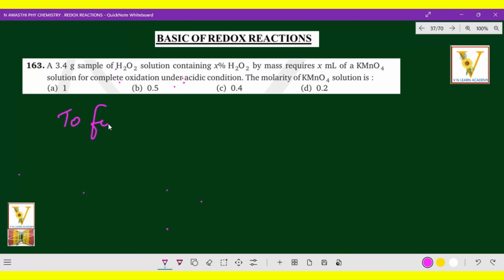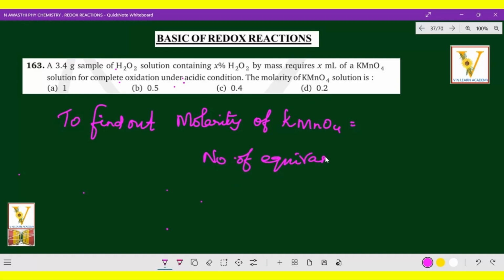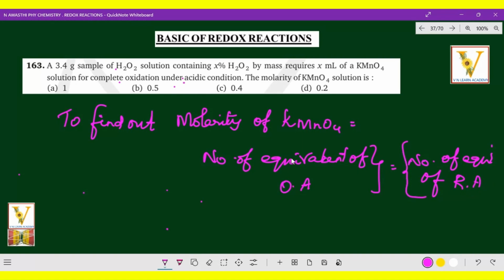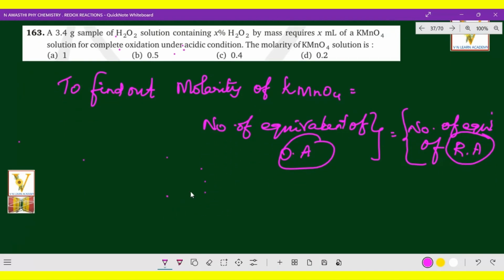So to find out the molarity of KMnO4. According to this question, the number of equivalents of oxidizing agent (OA) is equal to the number of equivalents of reducing agent. Now I will bring in the given data so that it will be easy for us to identify.